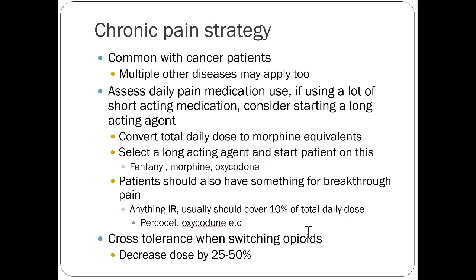You do get cross tolerance when switching opioids. So if you switch somebody from Dilaudid inpatient, for example, and want them on oxycodone outpatient, you would decrease the dose by about 25 to 50% after you do your equivalent. So you'd figure out how much oxycodone that total daily Dilaudid dose is equivalent to, decrease it by 25 to 50%, and that's about where you'd get your chronic amount of oxycodone. And again, I'll have practice problems on this stuff.